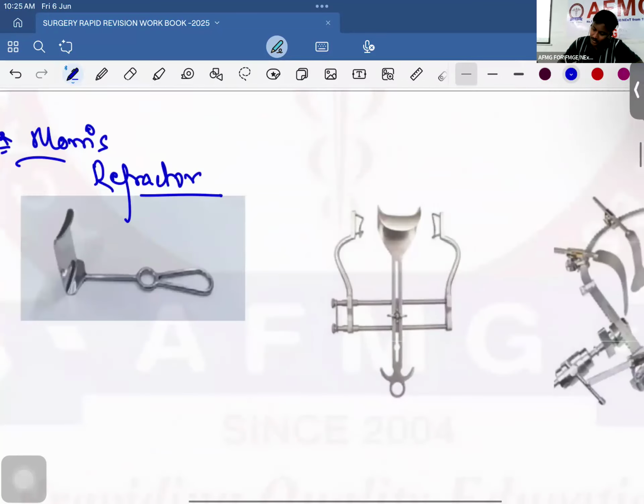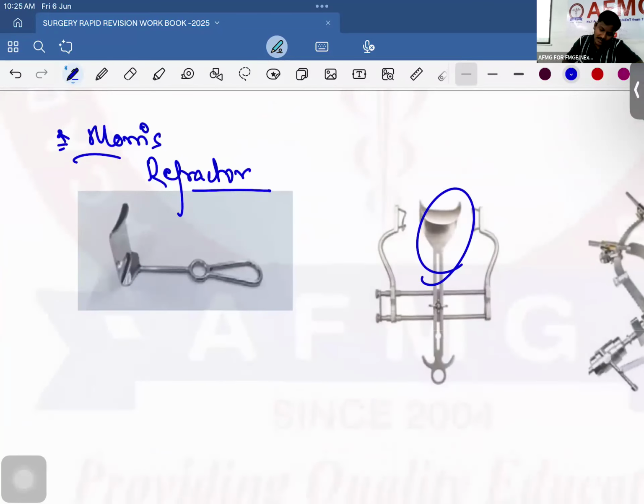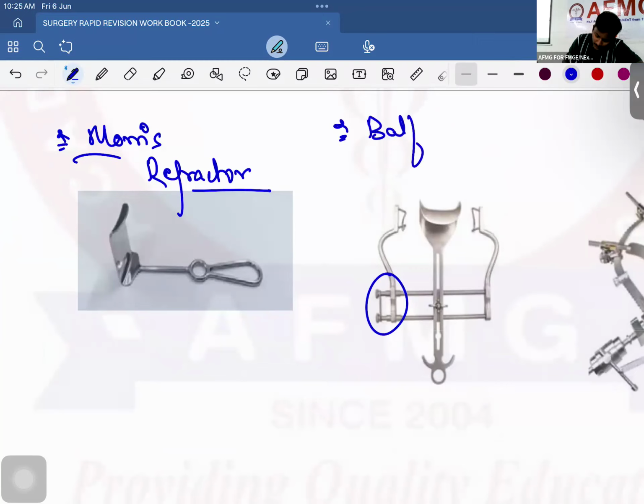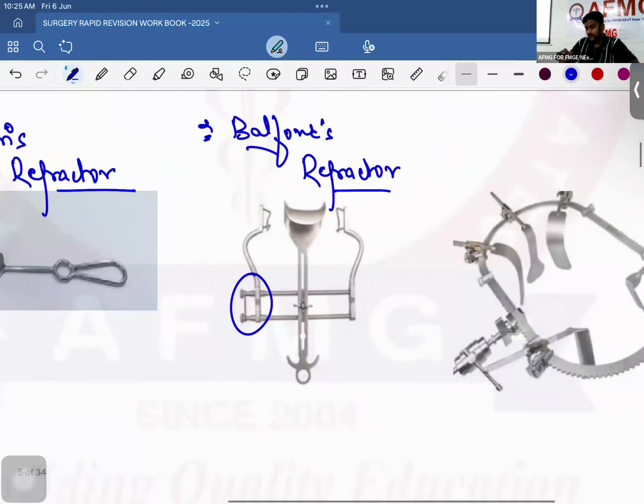Okay? Next important, the one in the middle is Doyens. I'm not asking about that. Doyens has been fixed over here. But this is a self-retaining retractor called Balfour's retractor, beta. So please remember, this is a self-retaining retractor known as the Balfour's retractor, generally used for abdominal surgeries, beta. So for abdominal surgeries, we are going to use this Balfour's retractor.